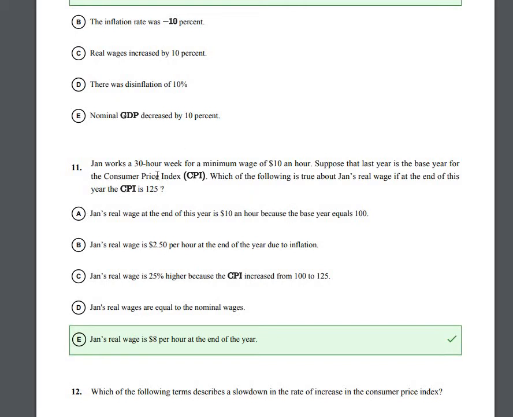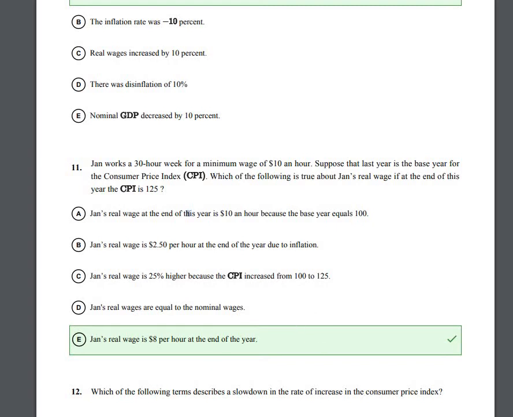Okay, Jan works a 30-hour week for a minimum wage of $10 an hour. Suppose that last year is the base year for the consumer price index. Which of the following is true about Jan's real wage if at the end of the year the CPI is 125? Jan's real wage is $8 per hour at the end of the year because essentially she's making that much less per year.